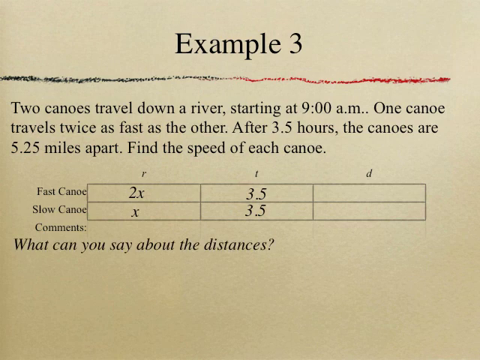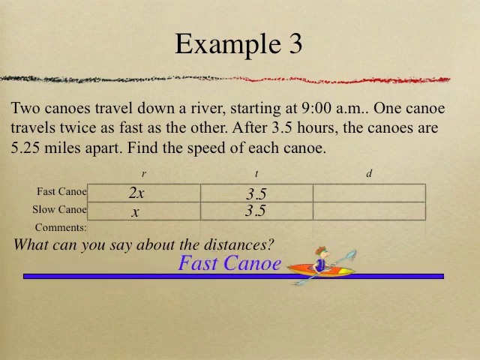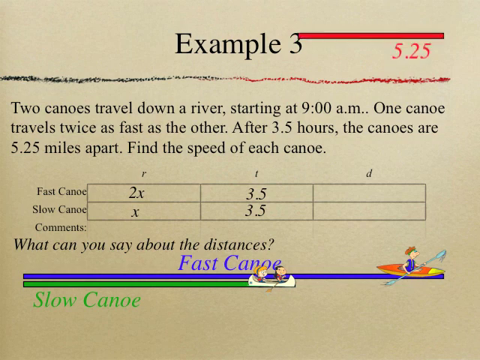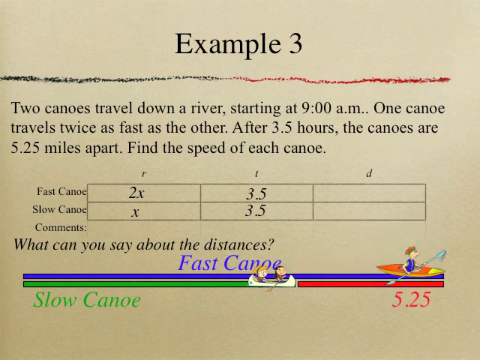Okay, what do I know about the distances? Well, let's just look and say, okay, here's my fast canoe. It goes that far. Here is my slow canoe. It doesn't go quite as far. Do I know anything else? Well, it says after 3.5 hours, the canoes are 5.25 miles apart. So the distance between those canoes is 5.25 miles.